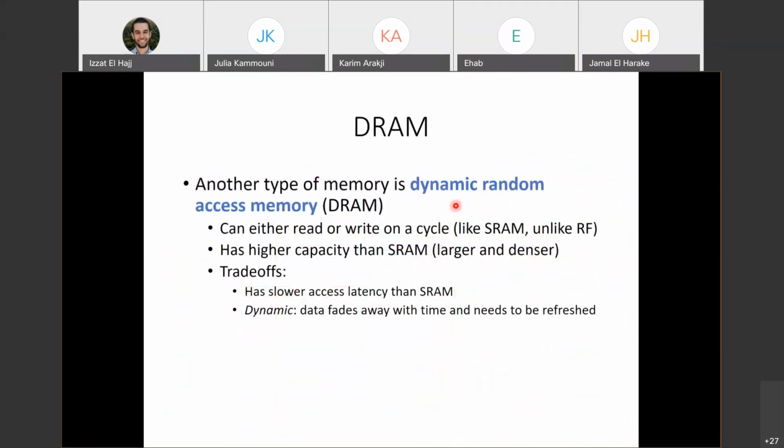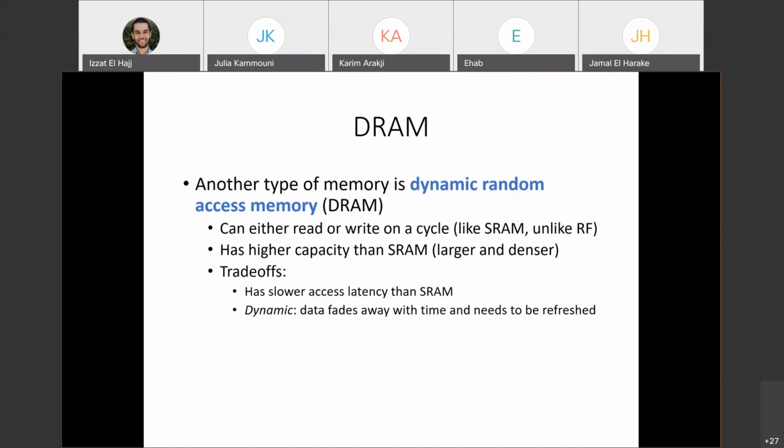We then looked at dynamic random access memory, and we said that with dynamic random access memory we can also either read or write on the same cycle, but it has even higher capacity than SRAM. We can store even more data with the same cost compared to SRAM. But of course, the trade-off here is that it is even slower than SRAM. And another thing, which is where it gets its name from, is that it's dynamic in the sense that the data stored in DRAM fades away with time, and we constantly need to refresh it to make sure that we don't lose that data.